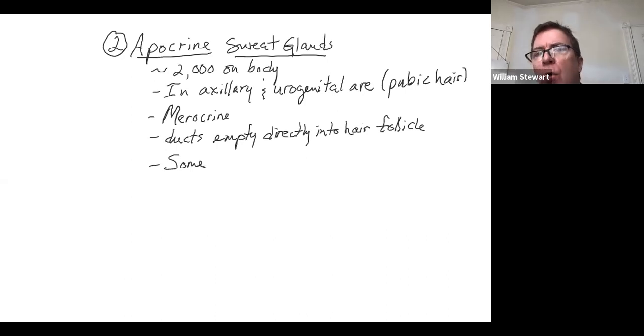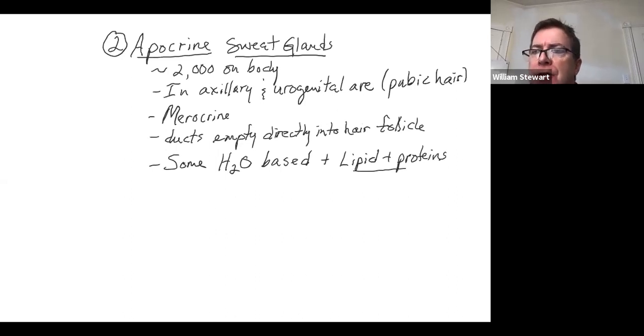There is some watery fluid, so I'm going to write some water-based. But we have the addition of lipid-based substances and proteins. That's a difference, these lipids and proteins that are found in the secretion.